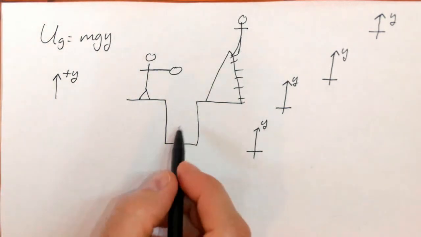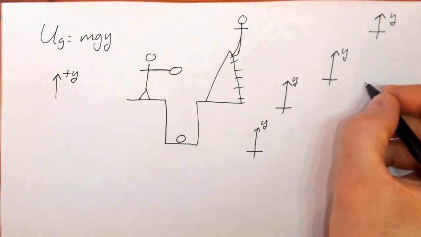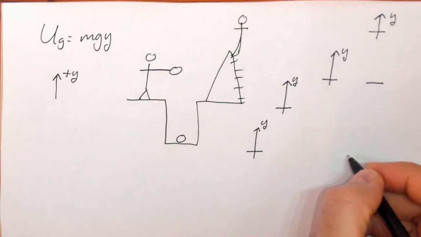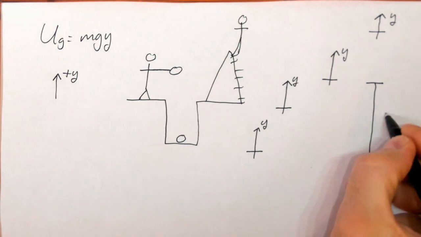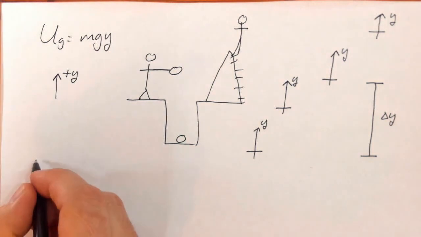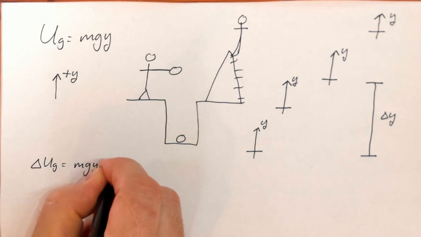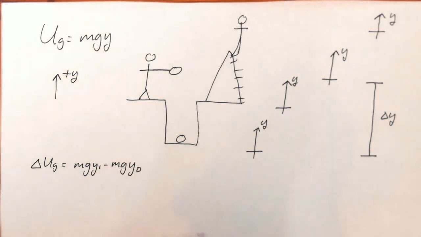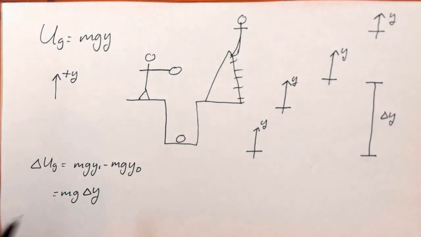So suppose I drop the ball and the ball goes down to here. Well, then the initial position was here, the final position is here, and the change in position, I'll call it delta y, is that much. And if I do delta Ug, that would be mgy1 minus mgy0, which becomes just mg delta y. And no matter the coordinate system, I get the same value of the change in potential energy.